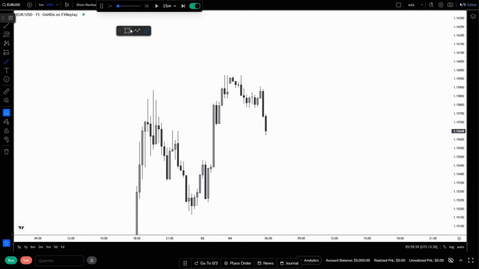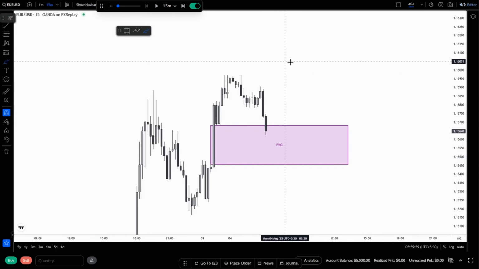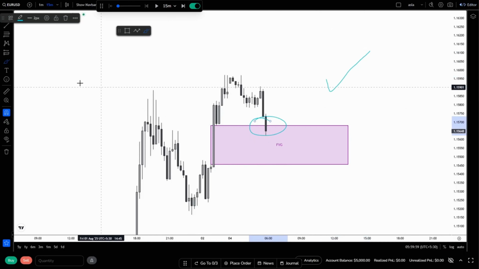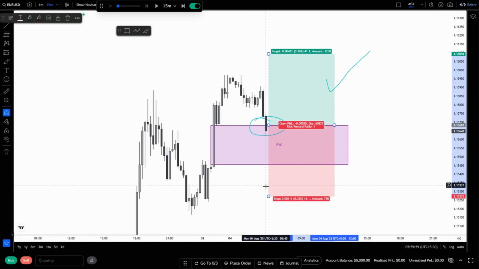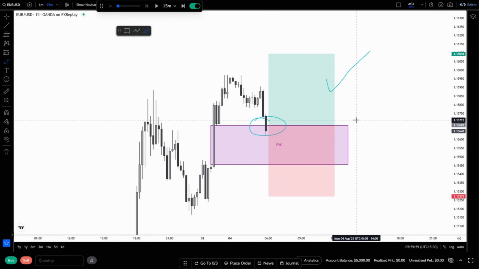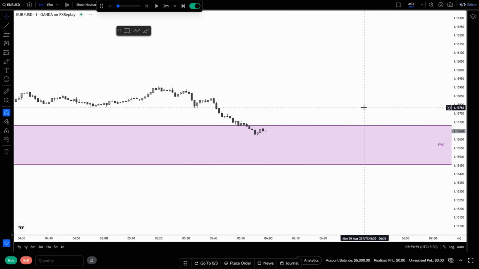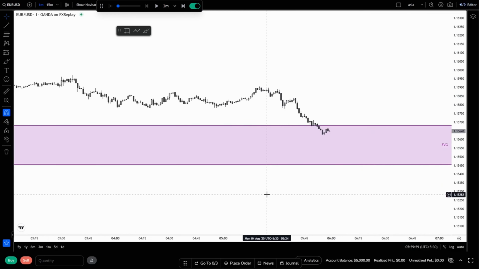Price comes back down into a 15-minute fair value gap. This is another situation where a long trade could potentially form. But here's the important part. Just because price enters a fair value gap does not mean I automatically take a long. I need confirmation. So I do the exact same thing every time. I zoom into a lower time frame and look for a market structure shift to the upside.